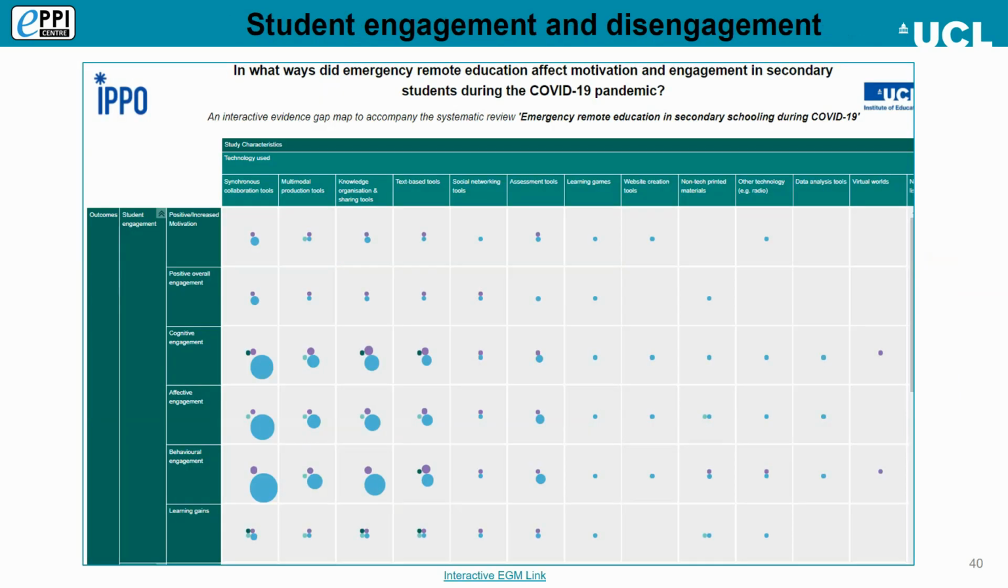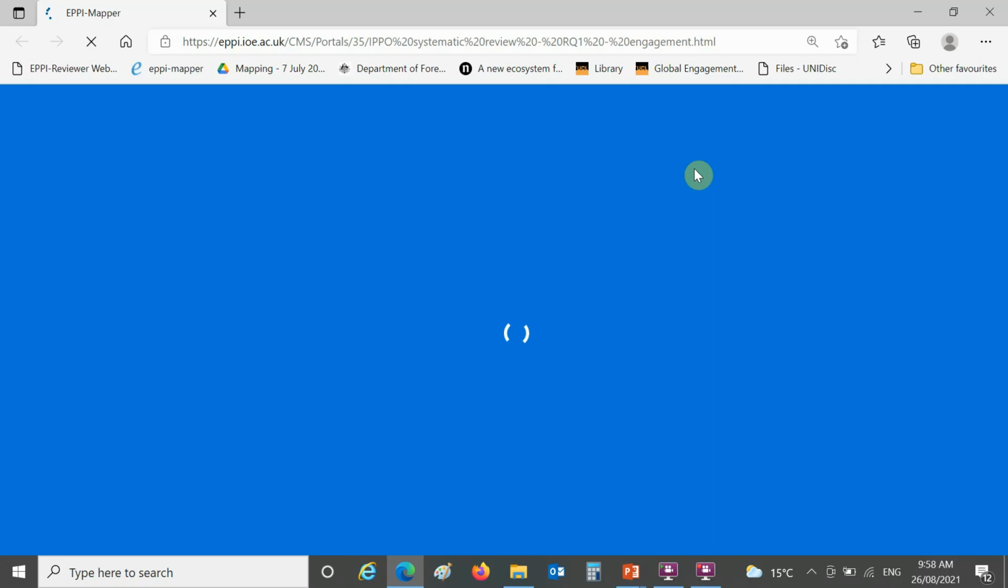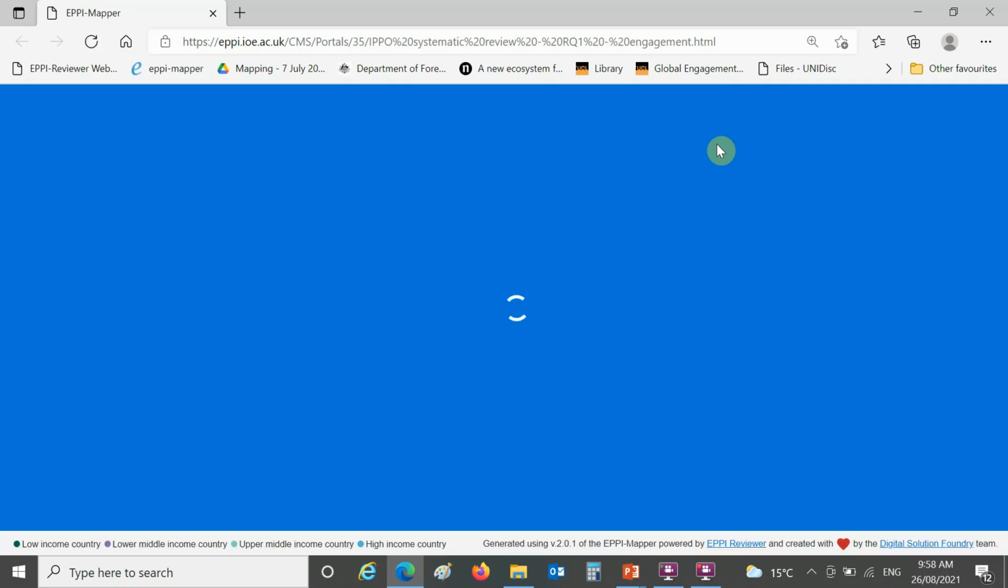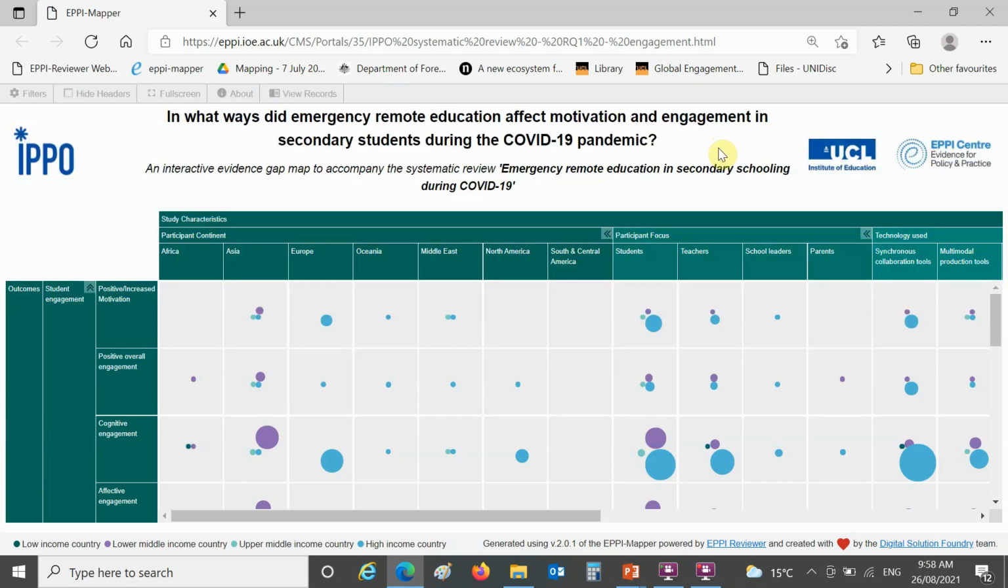We also created what's called an interactive evidence gap map, and there is a link for you to be able to open that and to explore. And actually, I might do that now just to show you. So this interactive evidence gap map was created using data from the EPPI-Reviewer evidence synthesis software. And this is a freely accessible open map that you're able to look at.